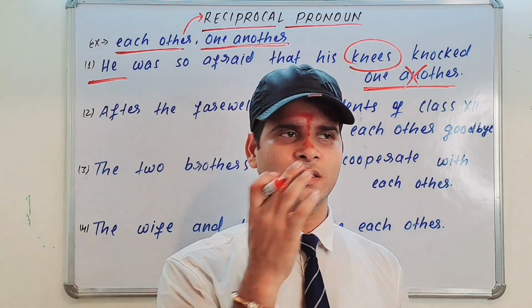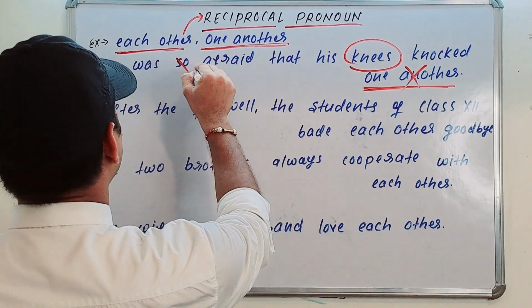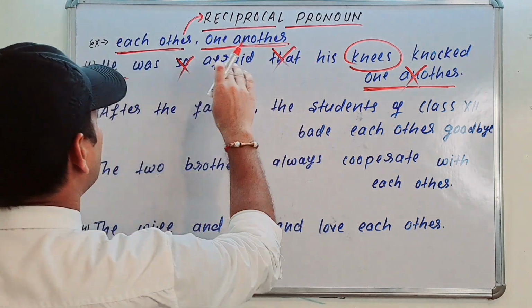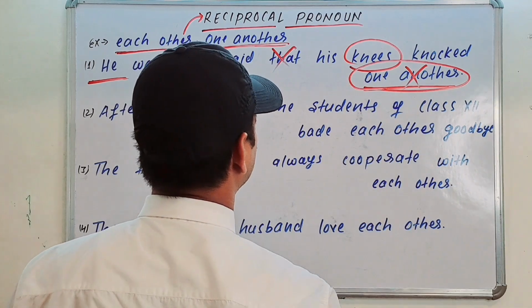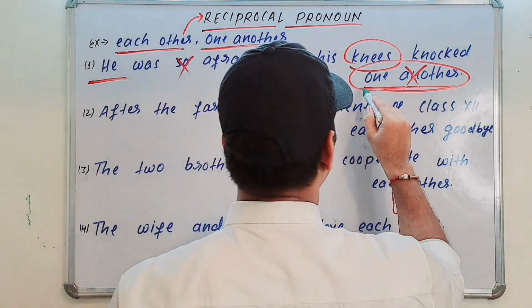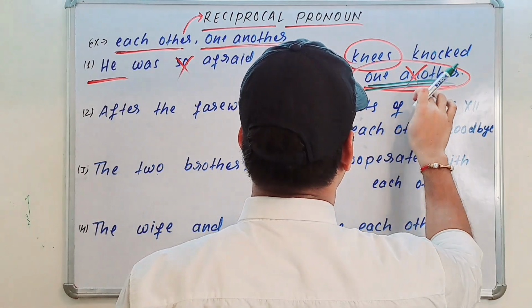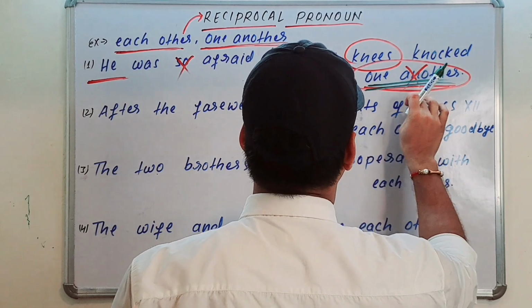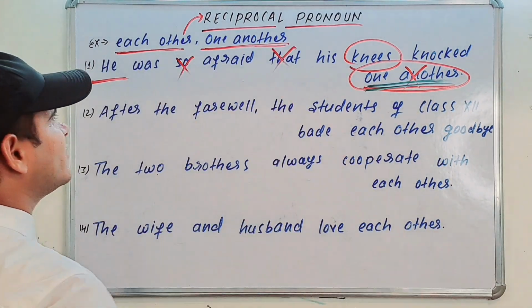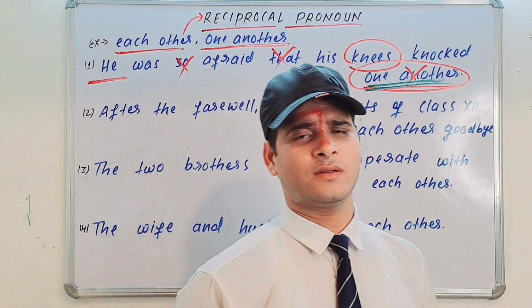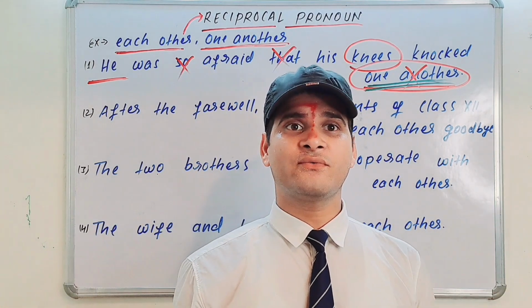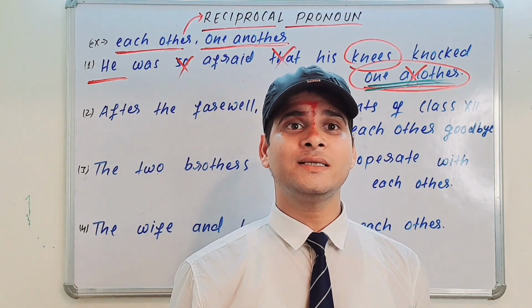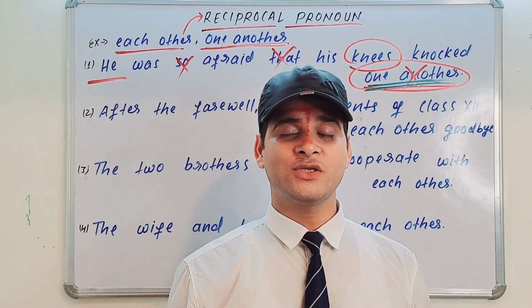Now it is clear from the example. This sentence is wrong, so use each other in place of one another. This is the error part; we spotted the error here. It will be each other. Like: he was so afraid that his knees knocked each other. This is the right sentence.